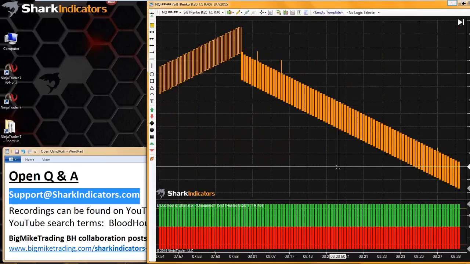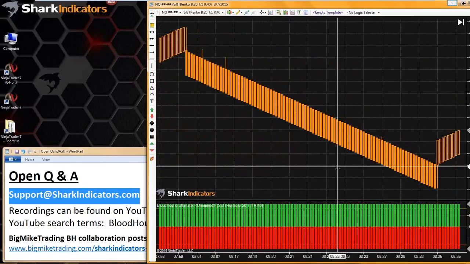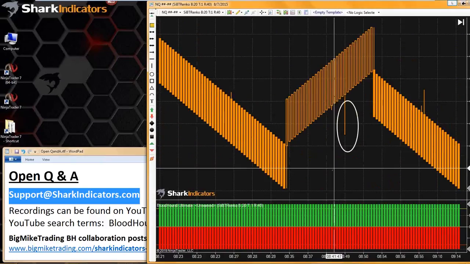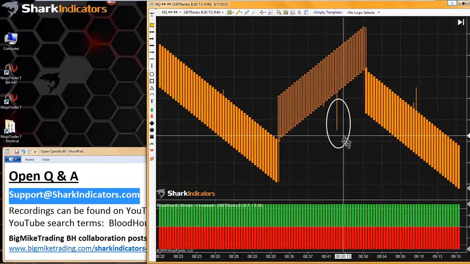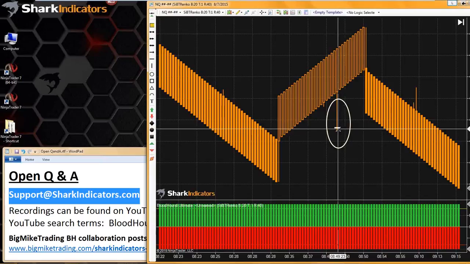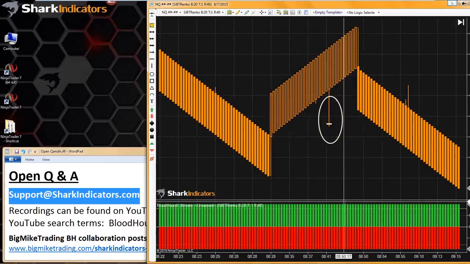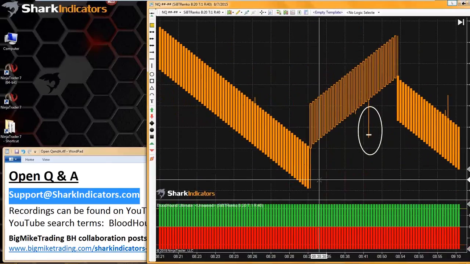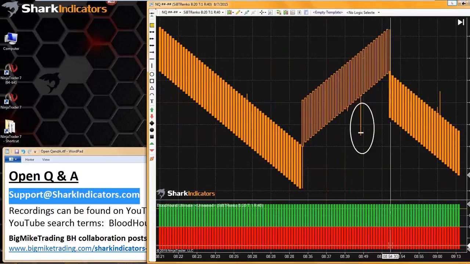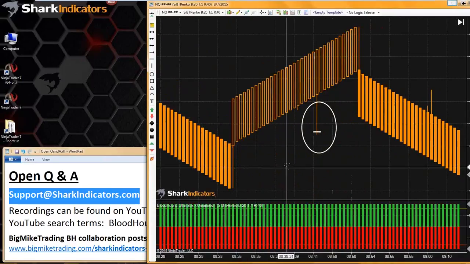I shouldn't say just Ninja, because Ninja's not the only one who can't do this. Basically, I think almost all charting platforms don't have the ability to backtest a pullback like that. So let's see. All right, here's our little spot that we'll work with.